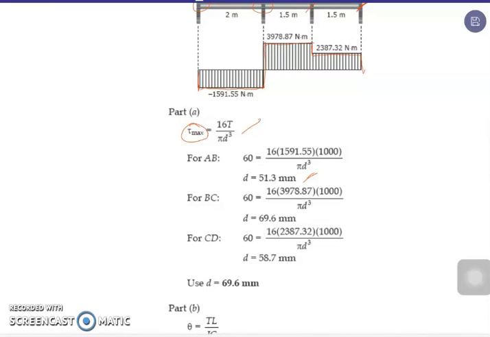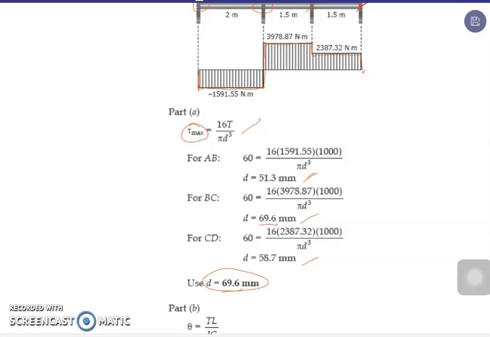We have 69.6 mm and 58.7 millimeters. Since we are after the maximum diameter, we make use of the diameter greatest in value, which is 69.6 mm. So this is the diameter that we're going to use, 69.6 mm. So that is the uniform shaft diameter.